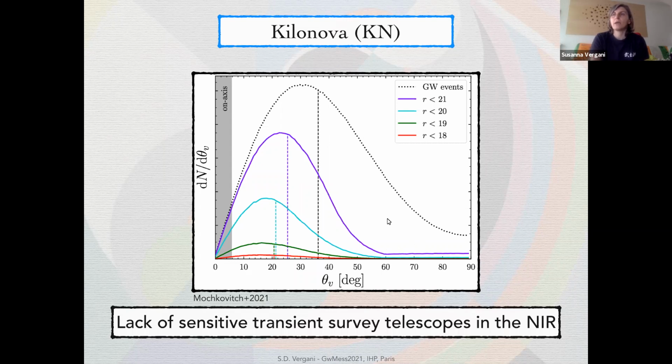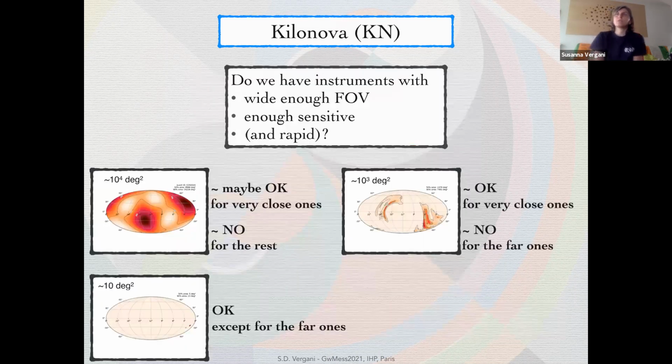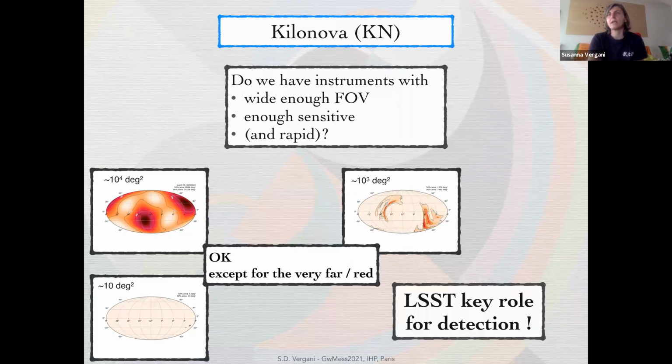For events with a large viewing angle, the quest will be much more difficult. So to conclude about the possibility to detect kilonovae, this is more or less the situation. Do we have instruments that are able to detect this kilonova? It depends on the distance, and it depends on the sky map. I have different cases depending on the distance and the sky map. But LSST will really be a game changer, and we really hope that it will detect many of these transients, except maybe the very far ones or the very red ones.